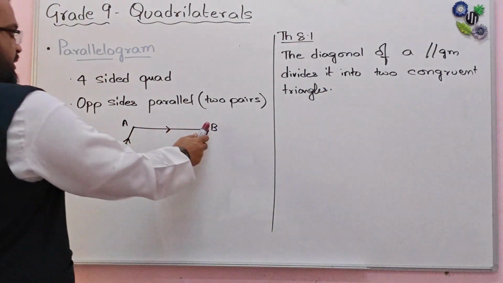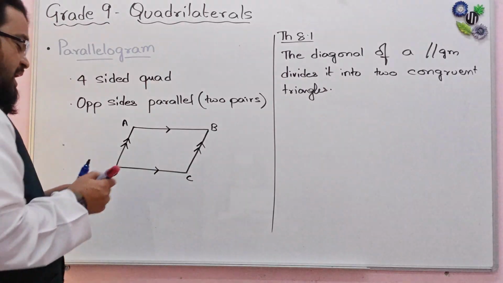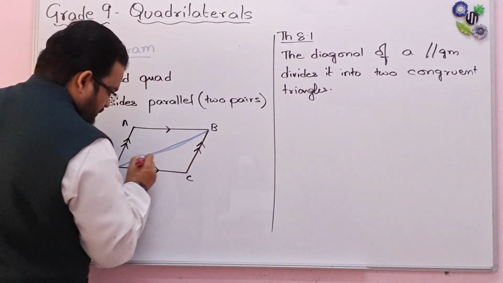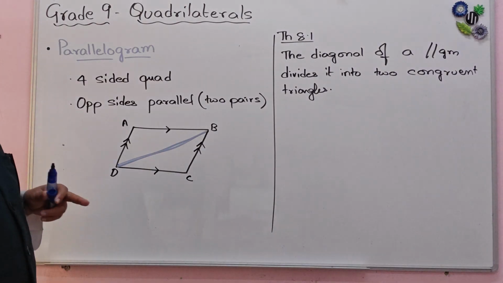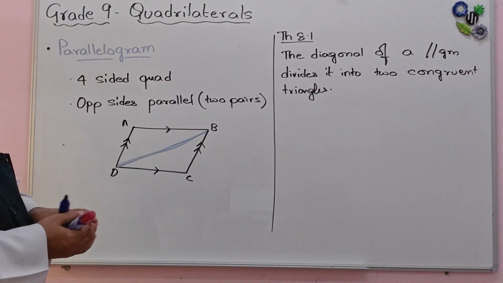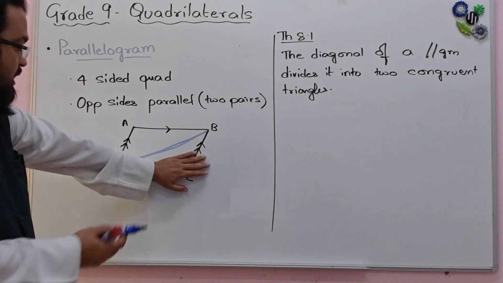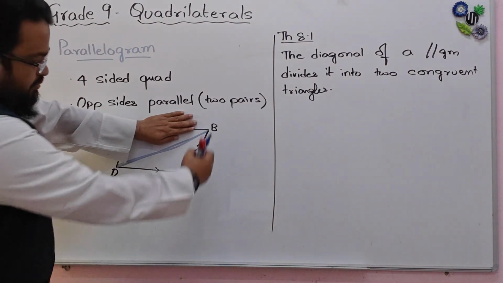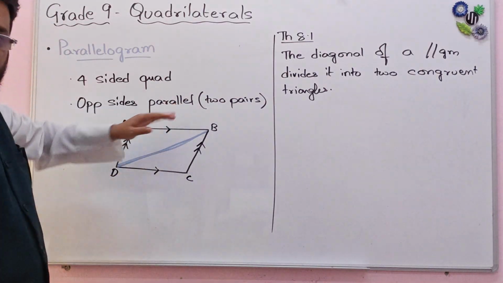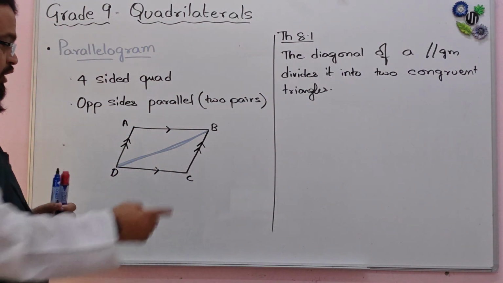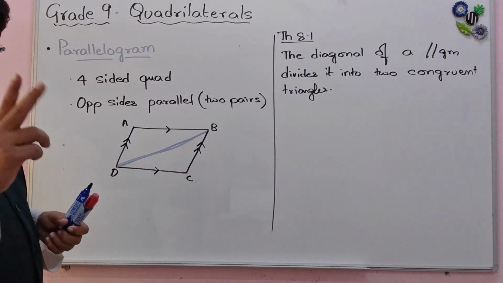I said that ABCD is a parallelogram, right? And if you draw a diagonal, is this parallelogram divided into two triangles? For example, what is this? Is it triangle ABD? And in the same way, BCD, right? So this diagonal divides the whole parallelogram into two congruent triangles.